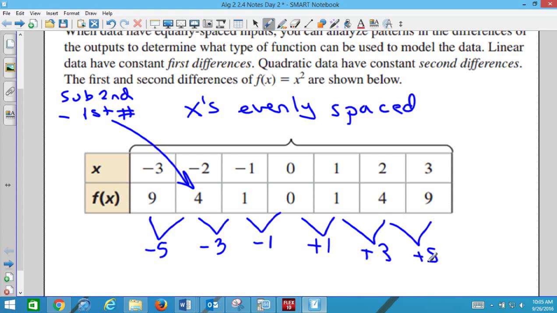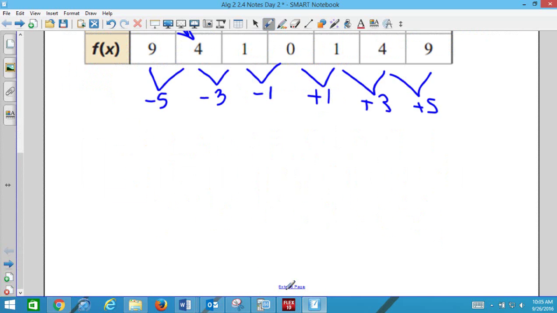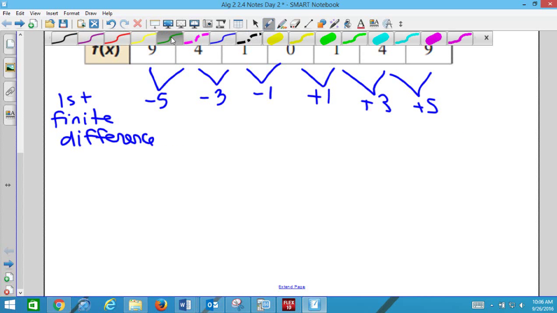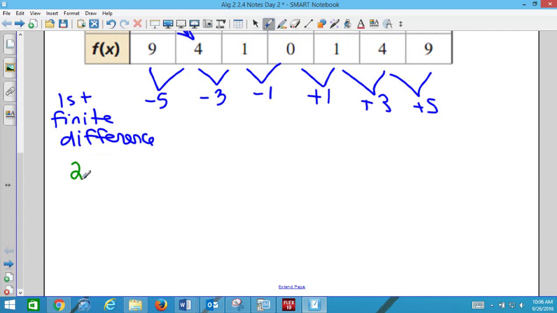So what we have done is we have found what are called finite differences. We're going to write that down so that you have seen it before. These are called the first finite difference. That is a finite difference. What we are trying to get to is when the finite differences are all the same number, which these are not all the same number. So what we're going to do next is called the second finite difference.